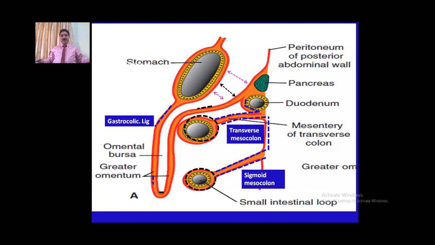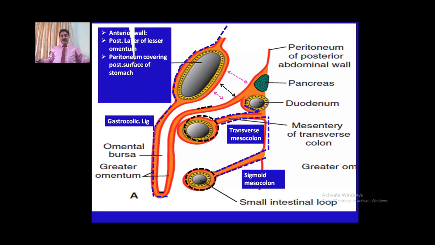In this diagram, I have shown that the double layer fold of the peritoneum extending from the liver to the stomach is called lesser omentum. This lesser omentum has an anterior layer which passes anterior to the stomach and covers it. The posterior layer between the liver and the lesser curvature of the stomach forms the anterior wall. So the anterior wall is formed by the posterior layer of lesser omentum, as shown in this red line, and also by the peritoneum covering the posterior surface of the stomach, as shown by this blue dotted line. Both this red dotted line and blue dotted line are basically posterior layers of lesser omentum.